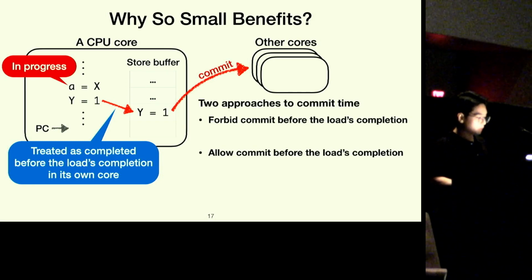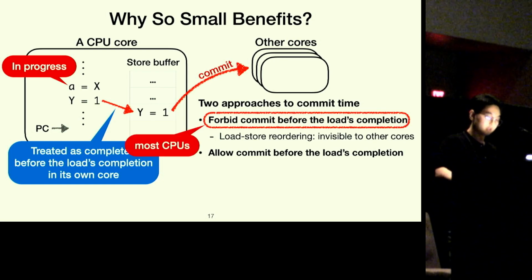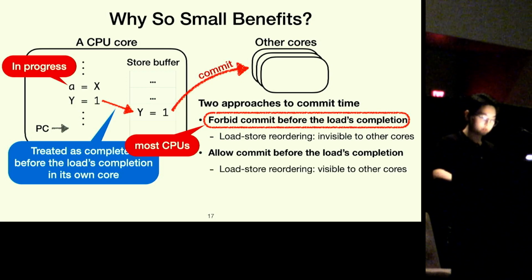Specifically, we can either forbid or allow the commit before the completion of the previous load. First, if we forbid the early commit, load store reordering is not visible to other cores. This is what actually happens on most CPUs where load store reordering is never observed. On the other end, we may allow the early commit and then load store reordering becomes visible to other cores.